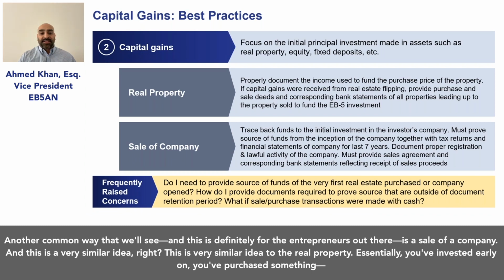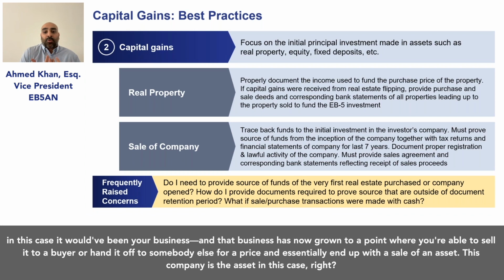Another common way that we'll see, and this is definitely for the entrepreneurs out there, is a sale of a company. And this is a very similar idea, right? This is a very similar idea to the real property. Essentially, you've invested early on, you've purchased something. In this case, it would have been your business, right? And that business has now grown to a point where you're able to sell it to a buyer or hand it off to somebody else for a price and essentially end up with a sale of an asset. This company is the asset in this case, right?